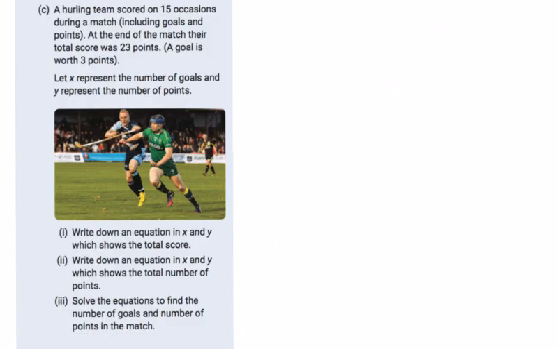So for GAA players, you might find this easy. We have 15 scores, so that could be like 3 goals and 12 points, 15 scores. It could be 0 goals and 15 points and so on. So we have goals and points. It's the same as the real match.